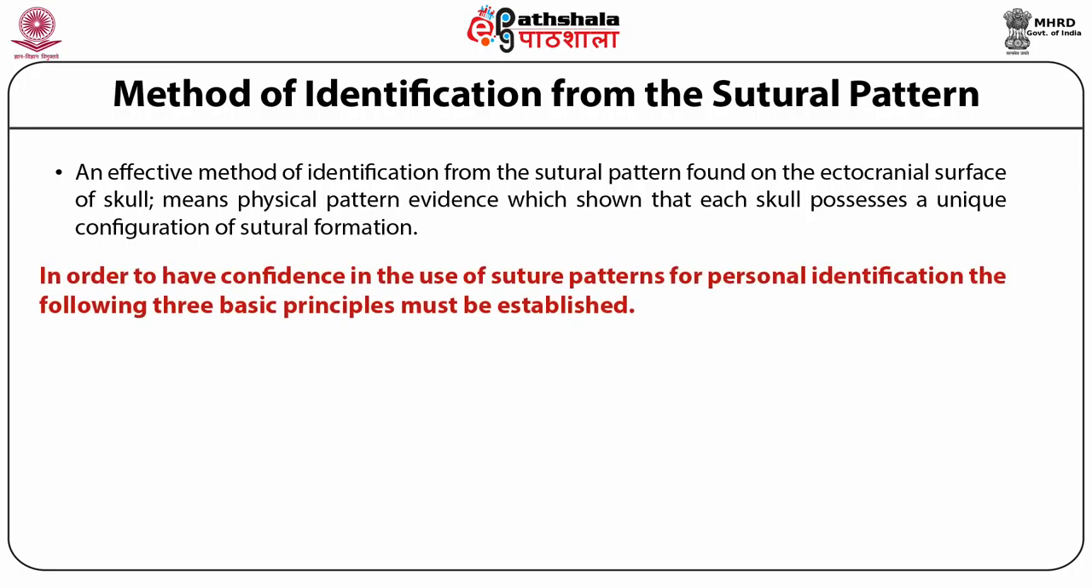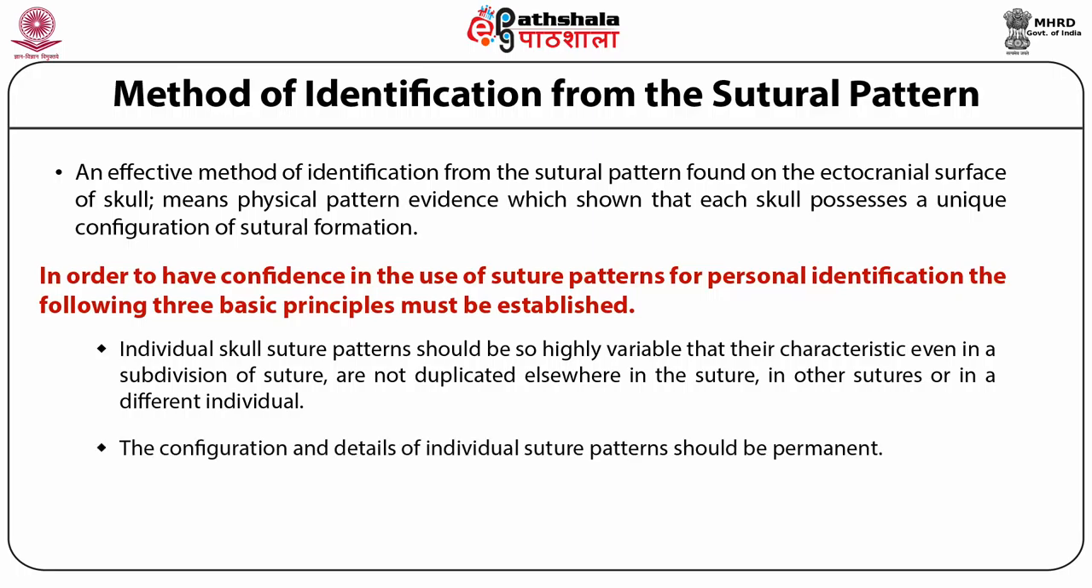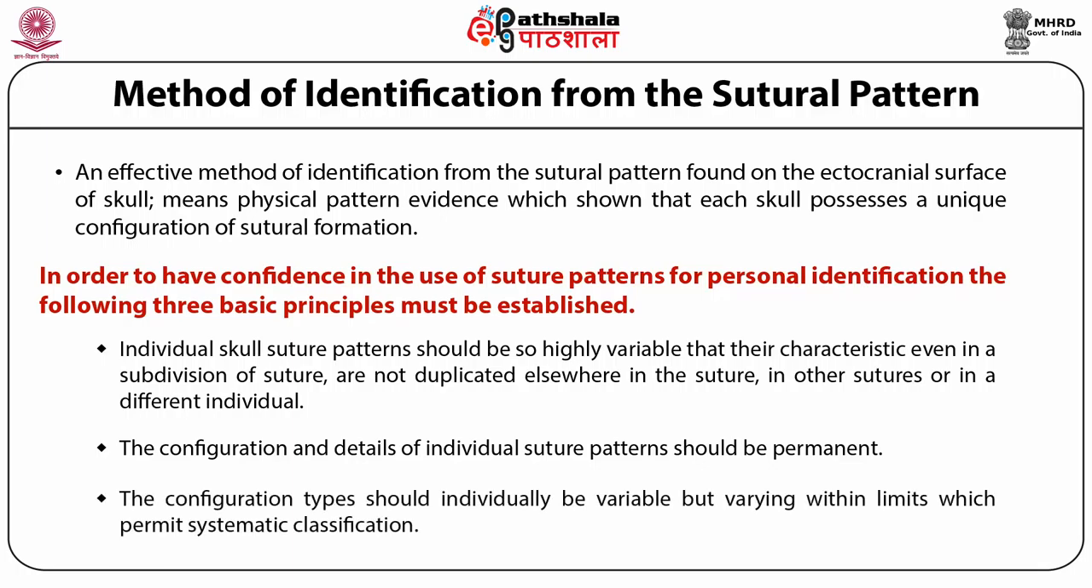In order to have confidence in the use of suture patterns for personal identification, the following three basic principles must be established. First, individual skull suture patterns should be so highly variable that their characteristics, even in a subdivision of suture, are not duplicated elsewhere in the suture, in other sutures, or in a different individual. Second, the configuration and the details of individual suture patterns should be permanent. Third, the configuration types should individually be variable but varying within limits which permit systematic classification.